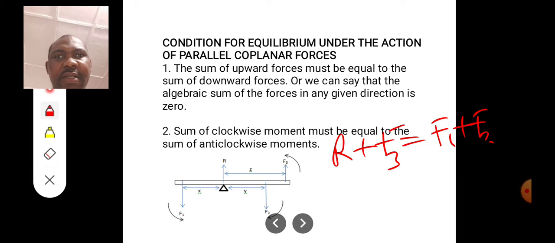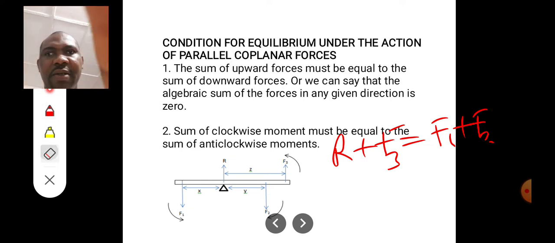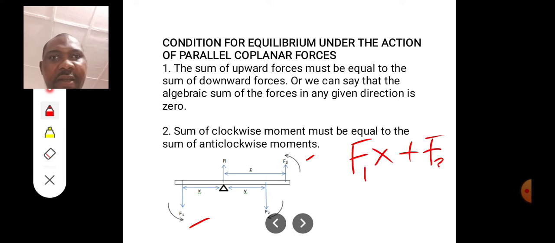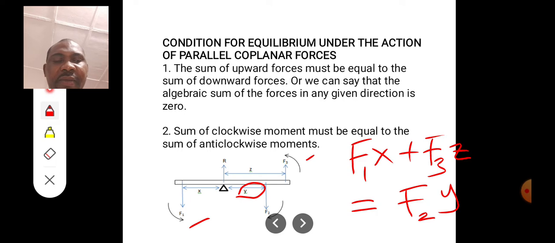Now, the second law is that the sum of clockwise moments is equal to the sum of anti-clockwise moments. If you look at the diagram clearly, you can see the direction of each of them. R is already on the knife edge, so it does not have a moment. But look at F1, it has a moment. F1 and F3 are moving anti-clockwise, so the moment there will be F1x plus F3z, where the distance from F3 to the pivot is z. But F2 is moving clockwise, so the moment of F2 will be F2 times the distance y, the distance it makes with the pivot. So we have F1x plus F3z is equal to F2y.